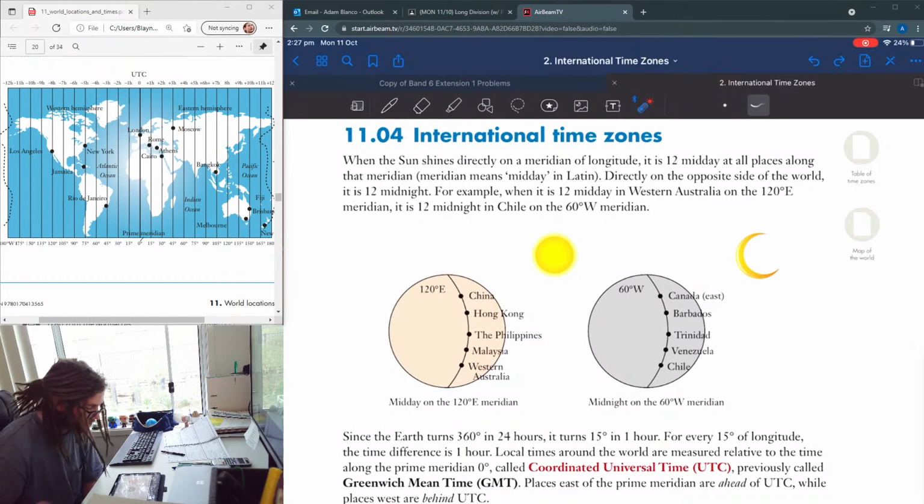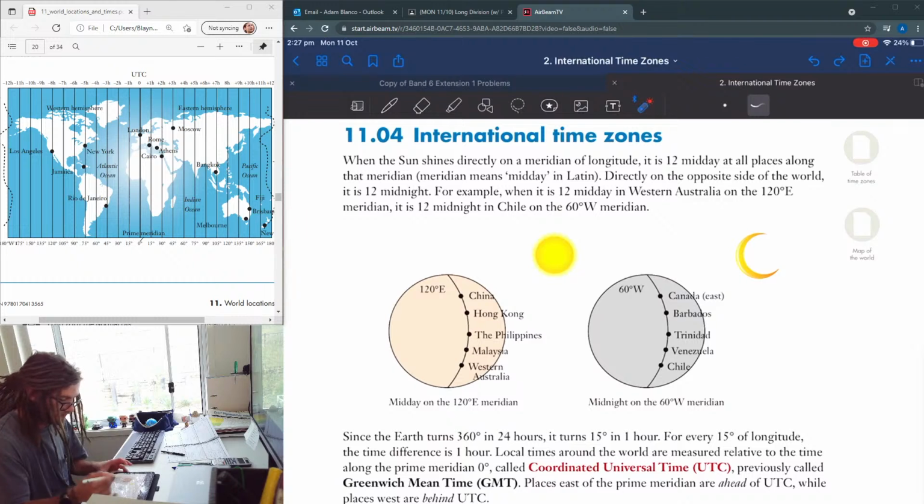Okay, the next thing we're going to look at is international time zones. There's a lot of information for this, so I'm going to split it into two lessons: international time zones, and strictly Australian time zones. With the international time zones, there's a lot of things to cover.